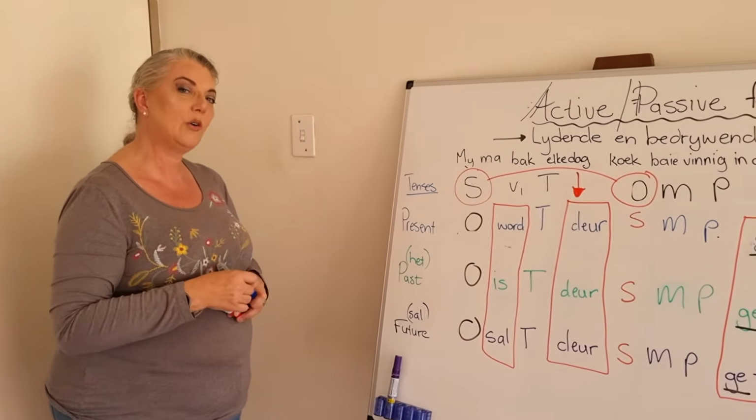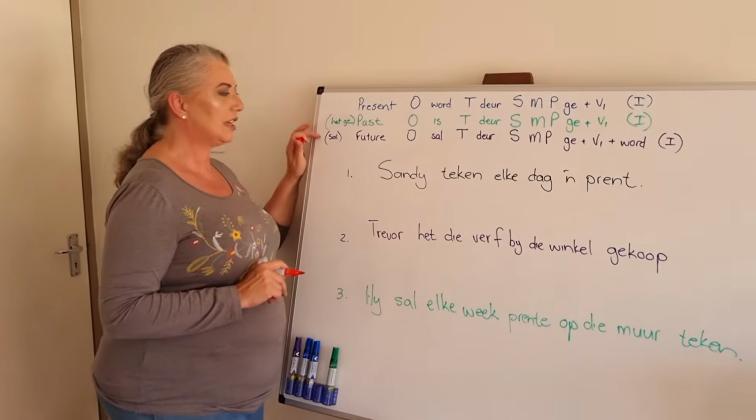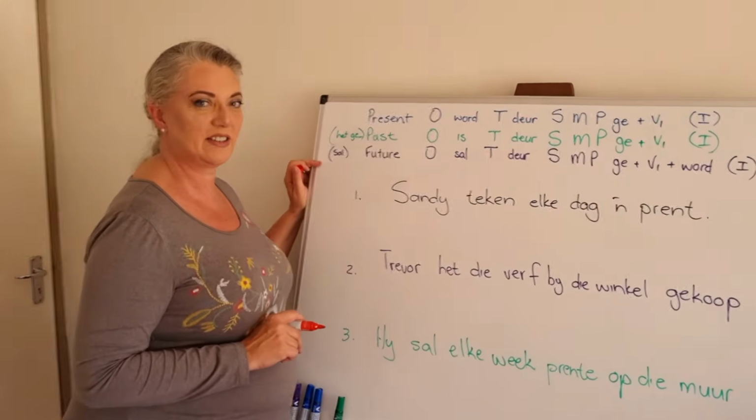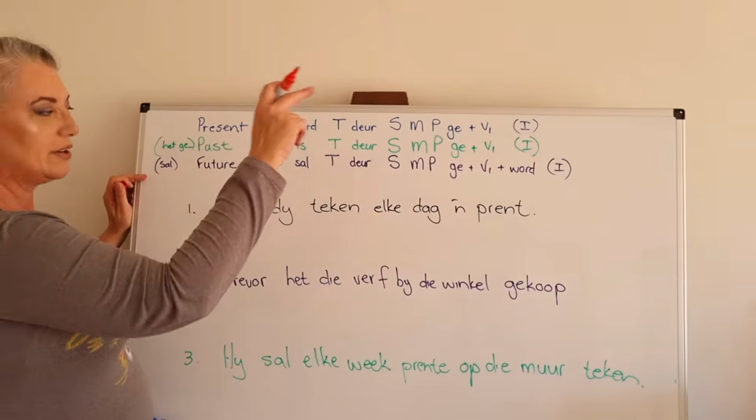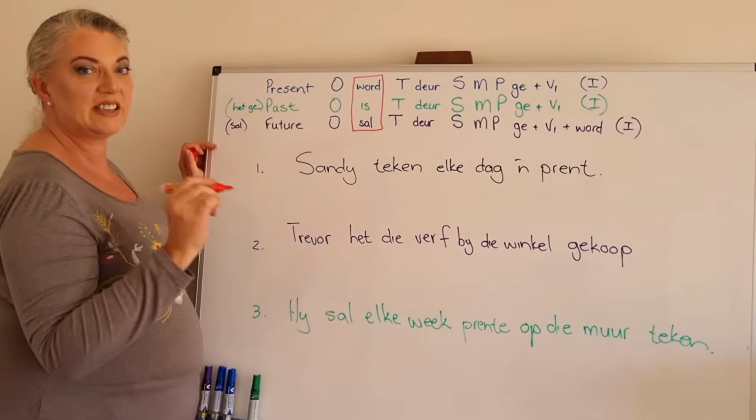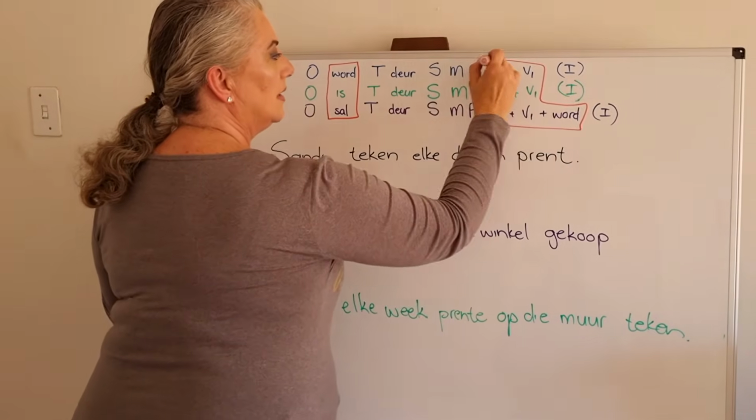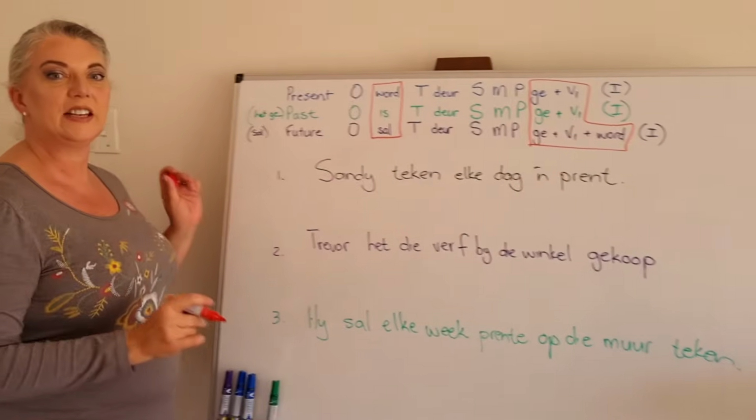Let's try some examples. Remember the first rule? Check in which tense your sentence is. Write down your formula. Mark the places that you have to change. And remember. And let's go.